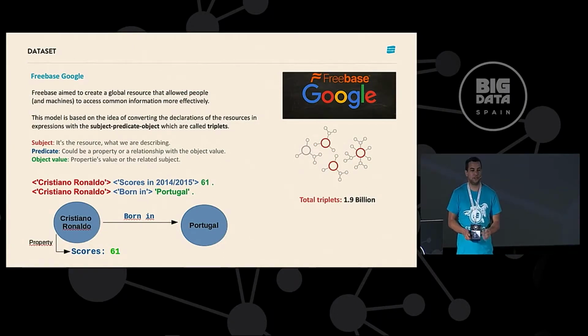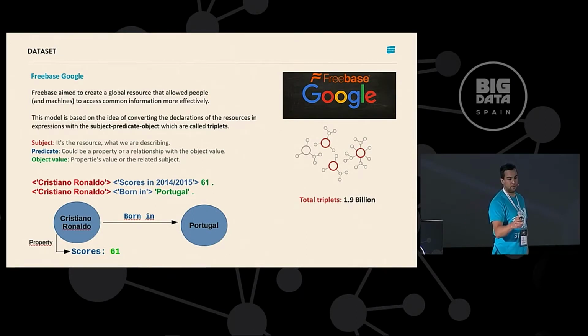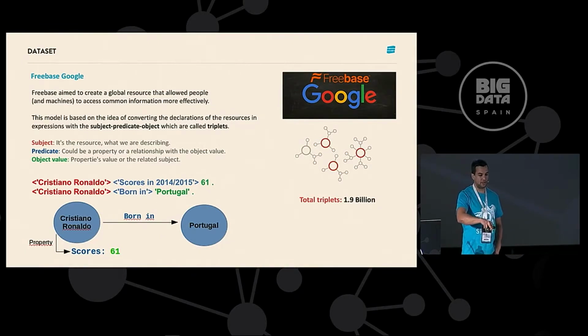For example, because I think it is a bit tricky, we can see an example of Cristiano Ronaldo. A property of it could be the number of goals scored this year, and the value is 61. This will be a property of the node. And another row could be Cristiano Ronaldo, born in another subject, which is Portugal. At the end, we have this graph representation: two nodes, two subjects, one relationship, born in, and a property, score. And we will transform all this massive database into a graph.